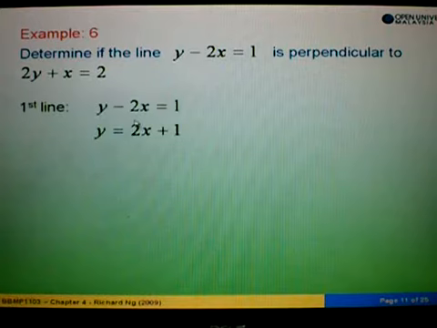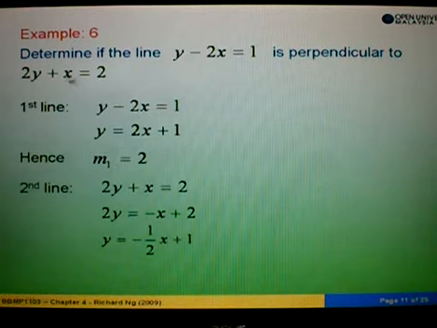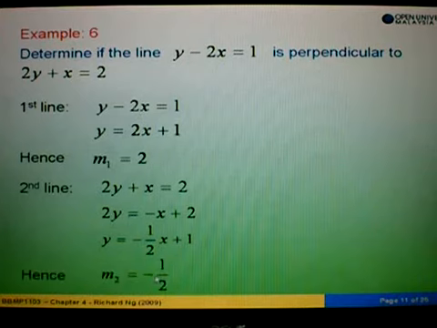Okay, let's start off with the first line, y minus 2x equals 1. Change into y equals mx plus c. Then we should get m1 equals 2. So for the second line, 2y plus x equals 2, change the format to y equals mx plus c. Therefore, the gradient of the second line is negative 1 over 2.